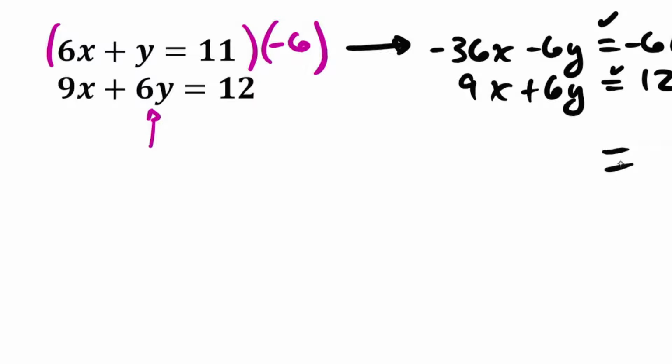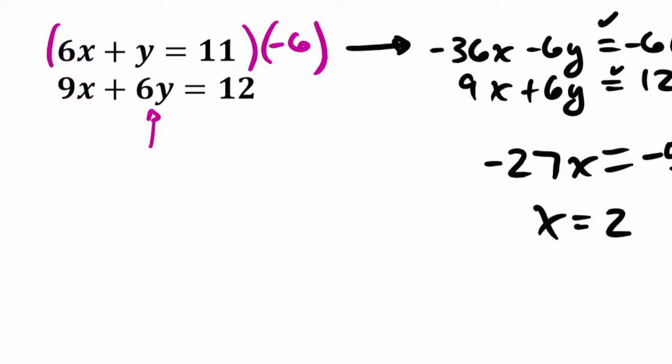What I get on the left-hand side is -36 plus 9. Yes, I'm using a calculator. -36 plus 9 gives me -27x. And on the other side, I've got -66 plus the 12. That gives me -54. If I take -54 and divide that by -27, I think I get +2. I do. x is +2.